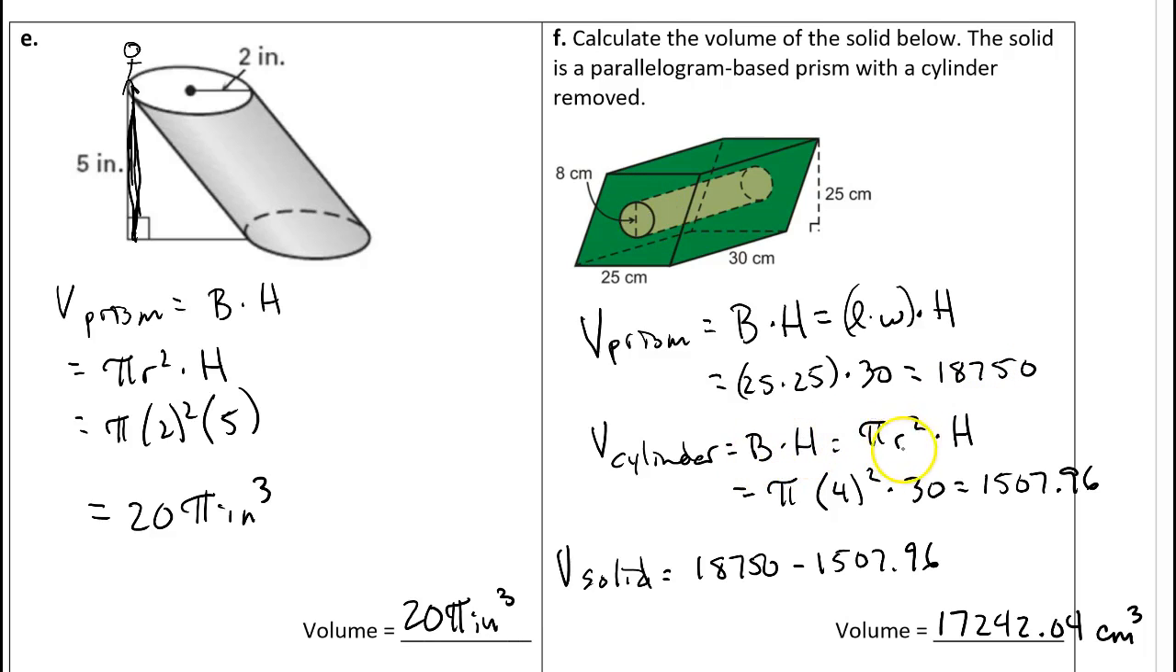And then the cylinder, again, is area of the base times the height, but this time the base is a circle, so that's pi r squared. So that should turn out to be 1,507.96. And then we're going to subtract these two to get the volume of this solid, because we're cutting the cylinder out of the prism. So you just subtract those two numbers and hopefully you get 17,242.04 centimeters cubed. Again, feel free to pause if the video is going too fast or you need to rewind.